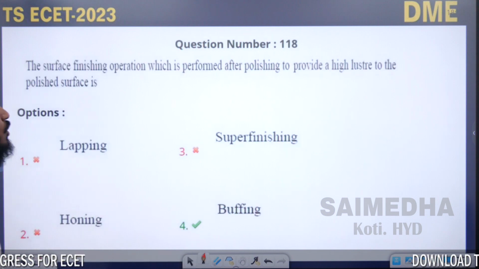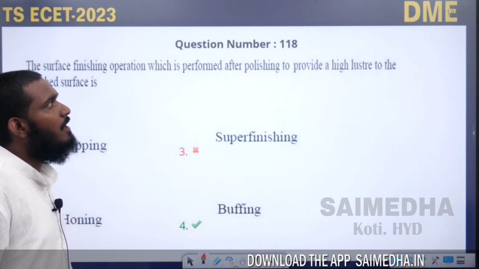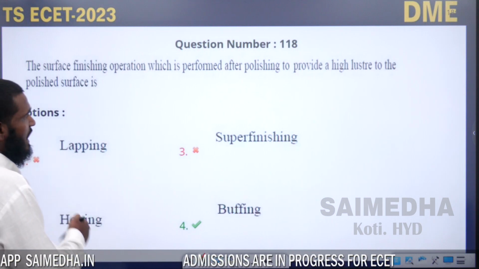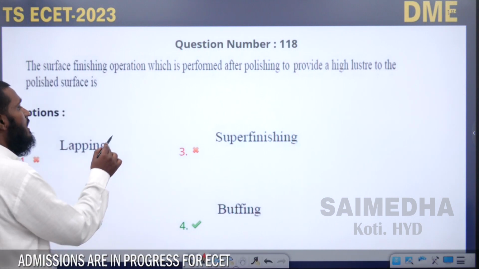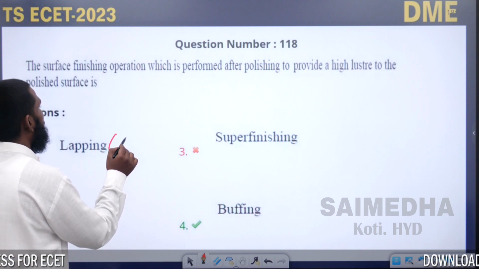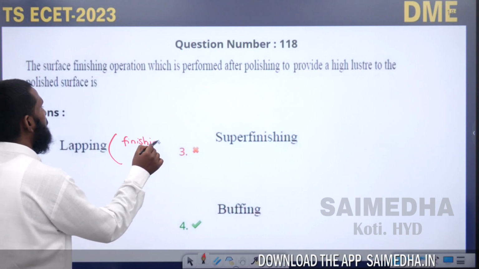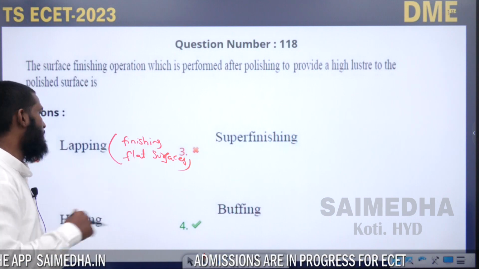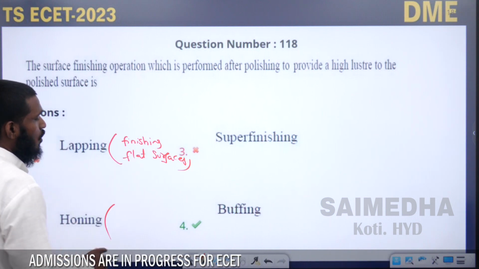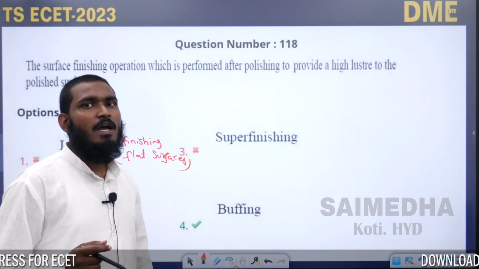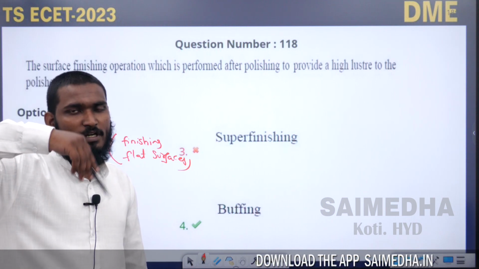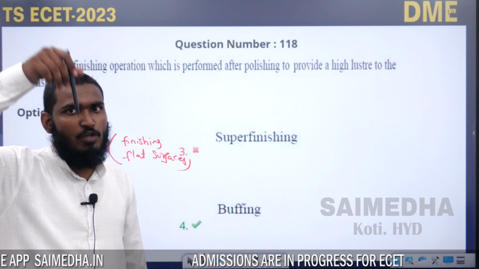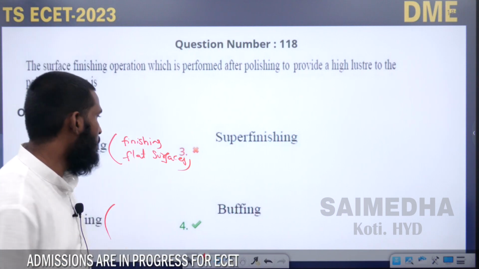Now next, the surface finishing operation which is performed after polishing to provide a high luster to the polished surface is: lapping, honing, super finishing, or buffing. Lapping is also a finishing operation, for finishing flat surfaces. Honing uses a tool we call a hone tool, used for finishing drilled holes. With the help of the hone tool we smooth the drilled holes.